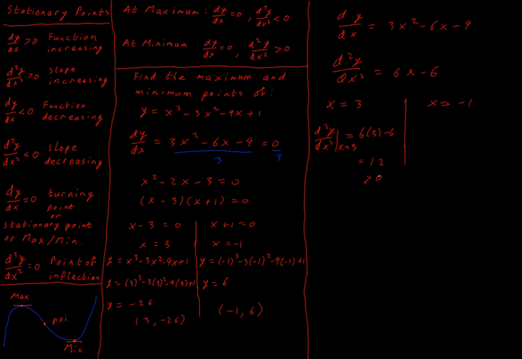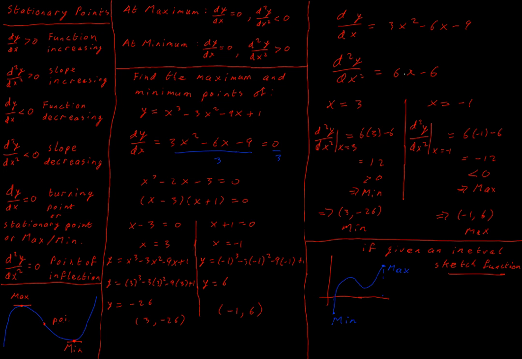Which is greater than 0, therefore minimum. And do likewise for minus 1. So when we do that, we get that our second derivative is negative for x is minus 1, therefore it is a maximum point. We write down our 2 points and clearly state which are minimum and maximum.